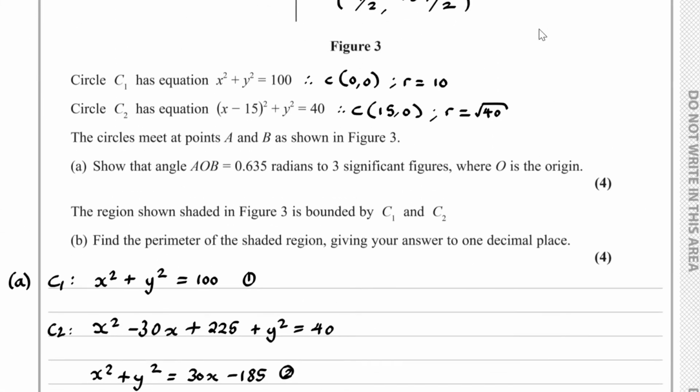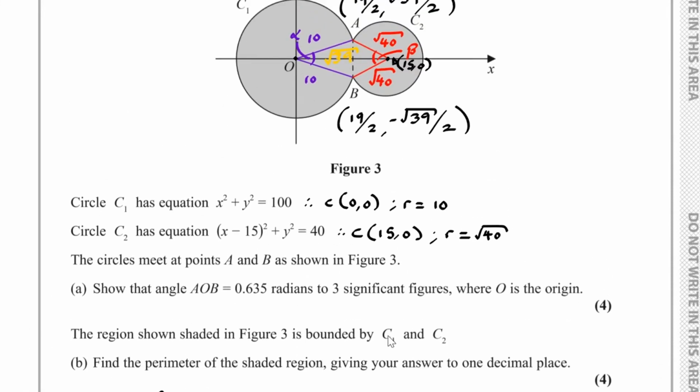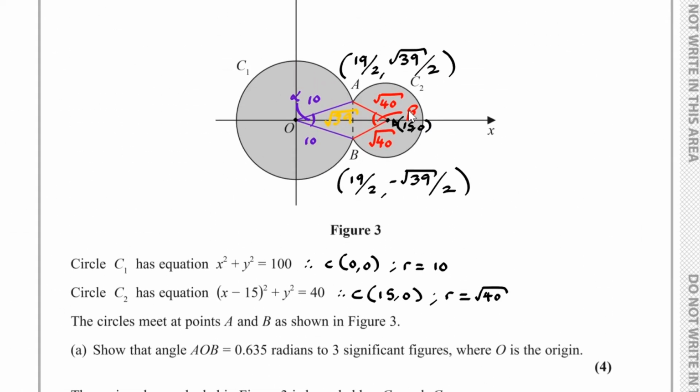And now, the region shown shaded in figure 3 is bounded by C1 and C2. We have to find the perimeter, giving our answer to 1 decimal place. Well, for us to find the perimeter, we would have to first of all recognize here we have an arc and another arc. And if I can work out this larger angle, that will enable me to find out what the perimeter is. And for that, I need to find out what this angle beta is.